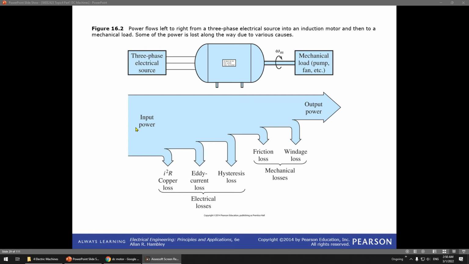So you have an input power, you have a copper loss, eddy current loss, hysteresis loss. This is in the form of electrical loss. And then you have a friction loss, and you have a windage loss. So this one is in the form of mechanical loss. I think most of you know all of these losses. Frictional, of course, you know. Windage is the resistance because of the air. Okay, windage loss.